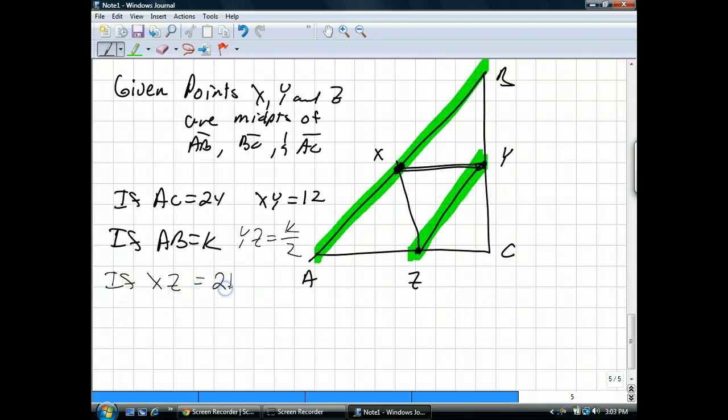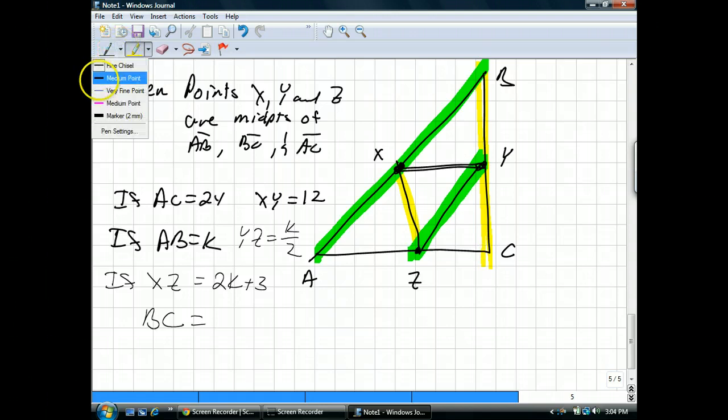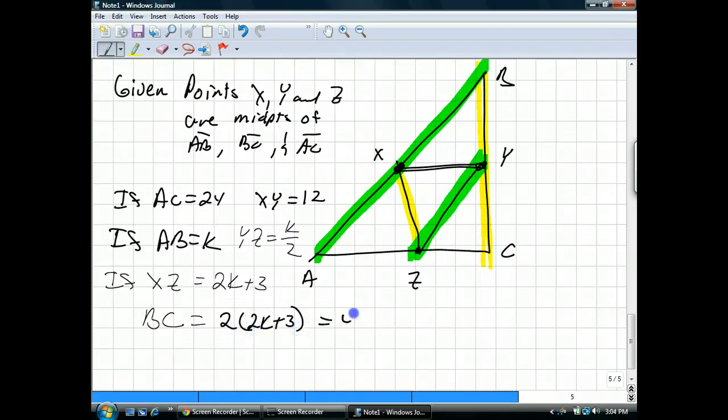Okay? And if XZ equals 2x plus 3, then BC has to equal what? Okay? So XZ is this one. And so BC is this one. Okay? So BC has to be twice XZ. So then 2 times 2x plus 3 gives us 4x plus 6.